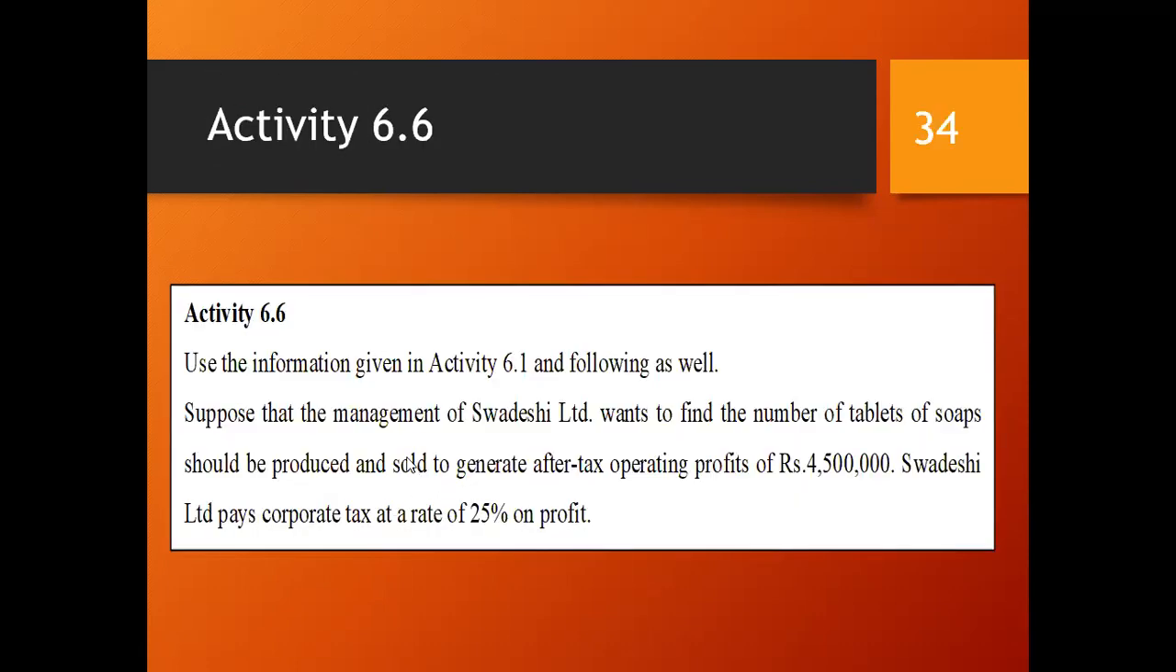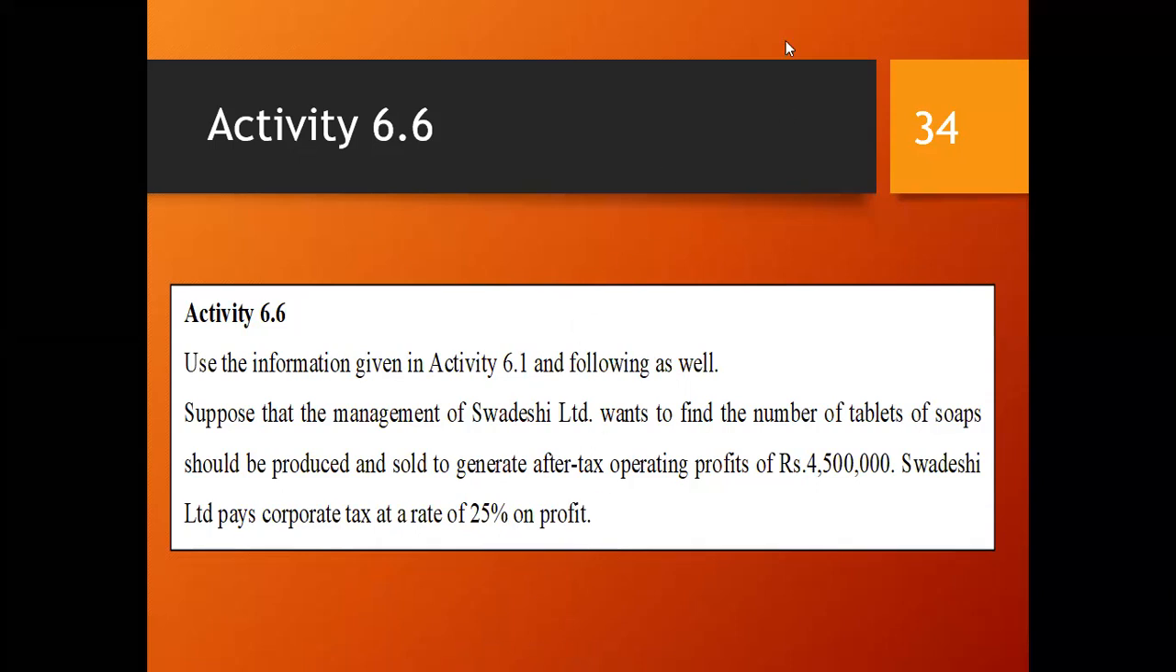Then quickly work out. Suppose that the management of Swadesi wants to find the number of tablets of soap that should be produced and sold to generate an after-tax operating profit of 4.5 million this month. The company pays a corporate tax of 25%. So, 4.5 million divided by 1 minus 25%, that is 75%. So 4.5 divided by 0.75 will give you the answer. How much is it? Can someone work it out?